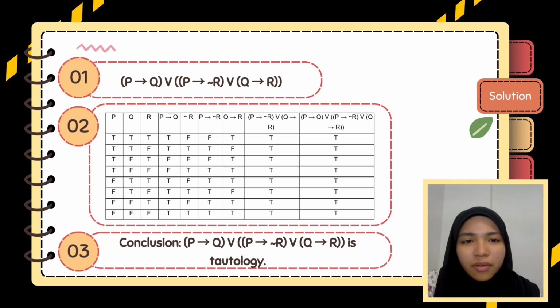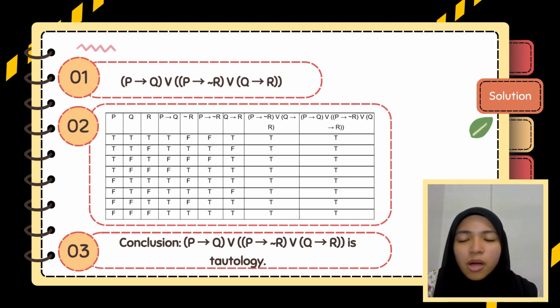Next, for the seventh column, we have if Q then R. If the value of Q is true and the value of R is false, then it is false. Other than that, it is true. Next, the eighth column, we have if P then negation R, or if Q then R. If both of the values are false, then it is false. Other than that, it is true.